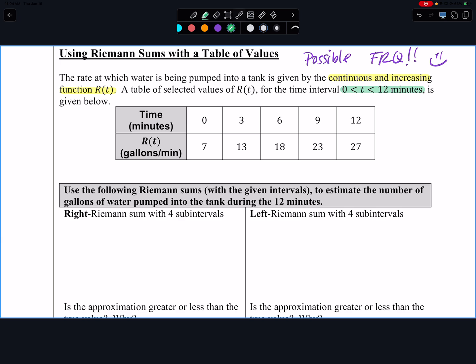Do you guys remember that we talked about in 6.1, to find the units, don't we multiply the x and the y? Do you guys remember that? So if I take minutes and multiply it by gallons per minute, what's going to cancel? The minutes. So it means our unit of our answer is going to be in gallons. So hopefully that makes sense.